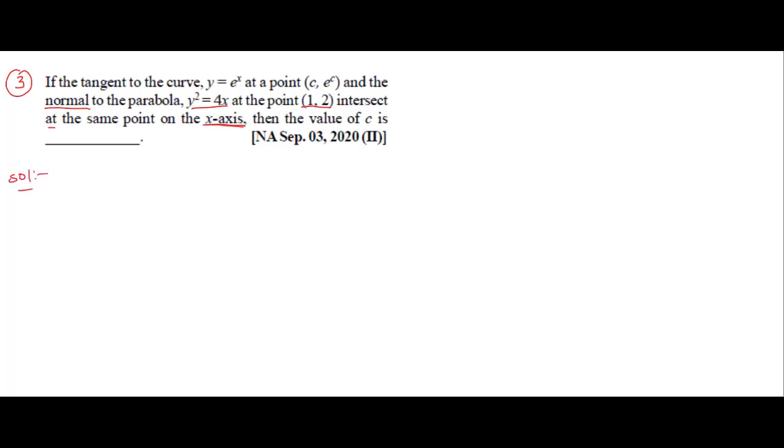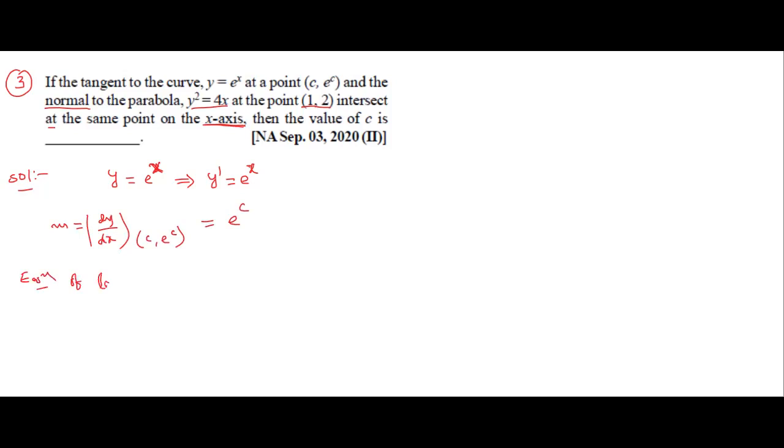Okay, first, take the curve y is equal to e power x. Do the differentiation, what we get? y dash, that is equal to e power x differentiation, e power x only. Now, slope of tangent at point, what is the point? c comma e power c, that means x value c. Substitute here, e power c. Equation of tangent.